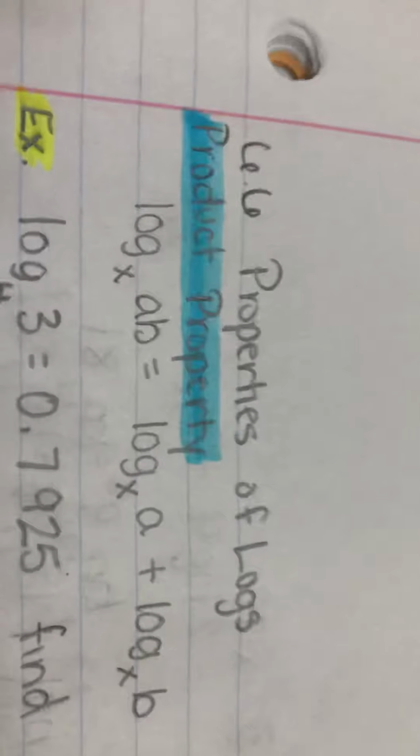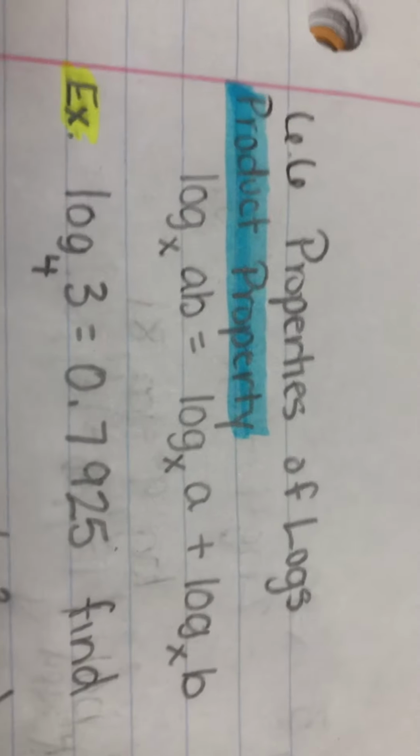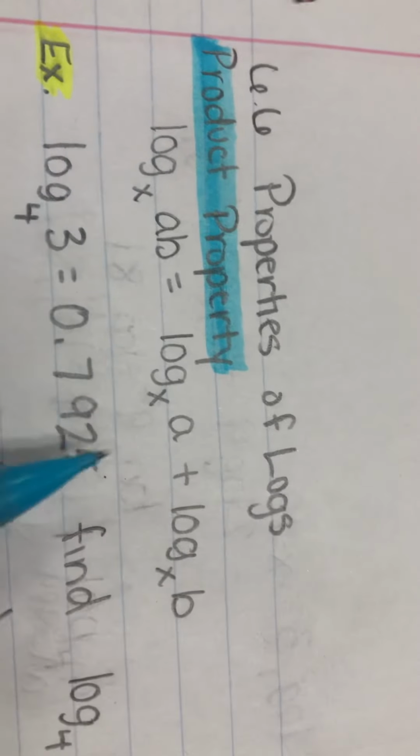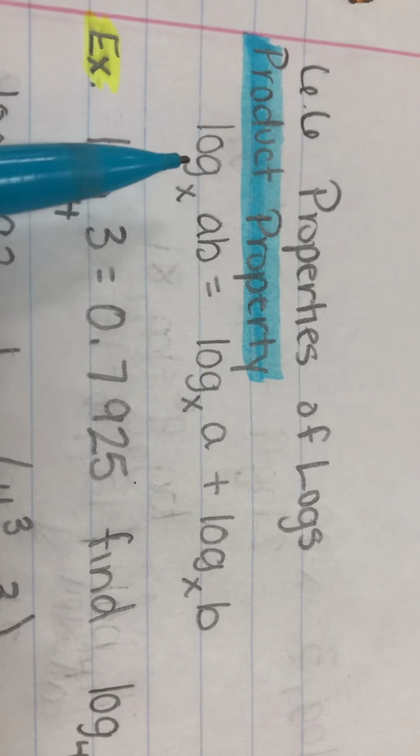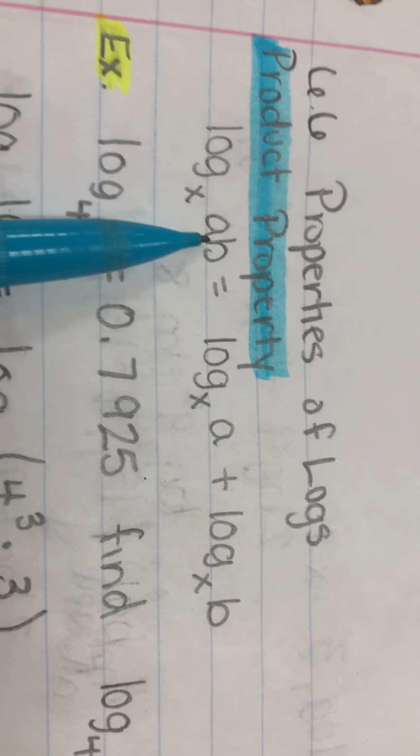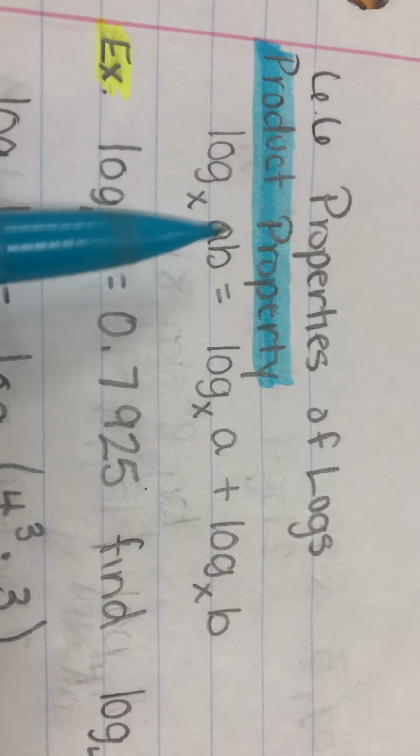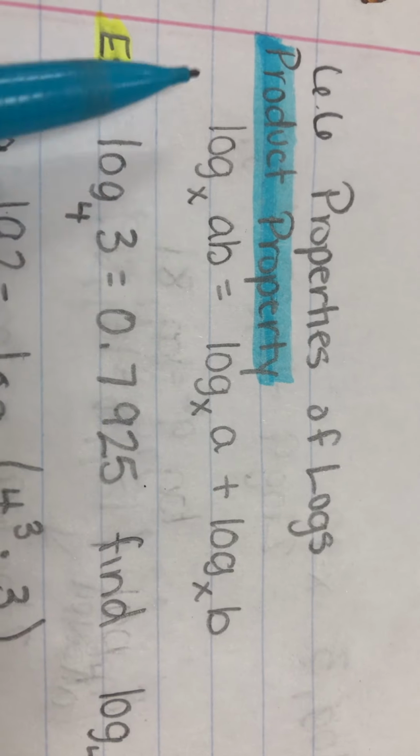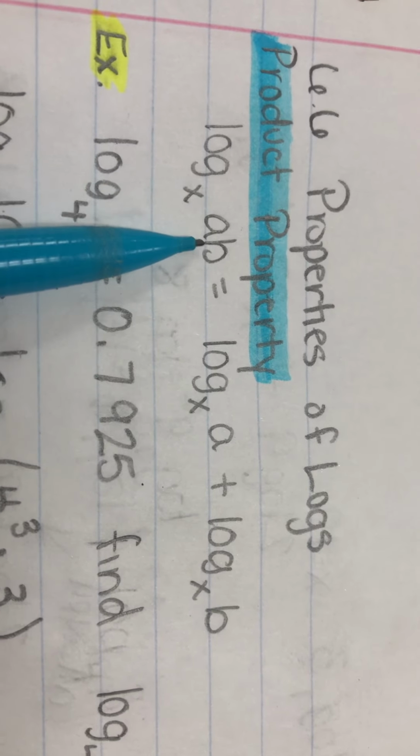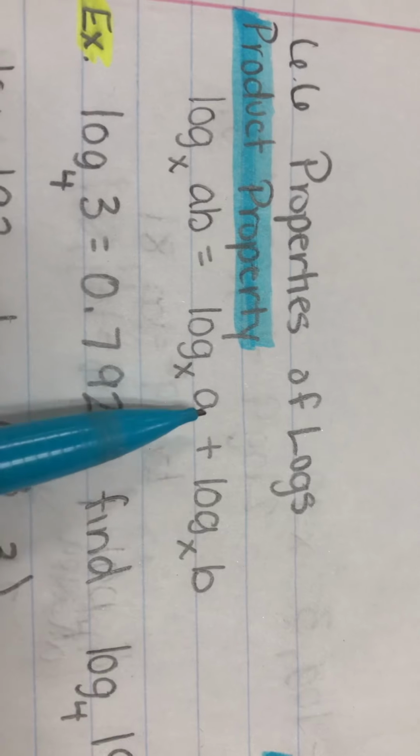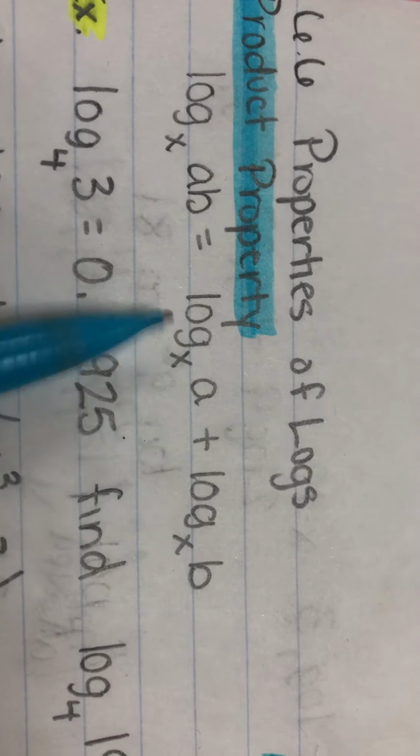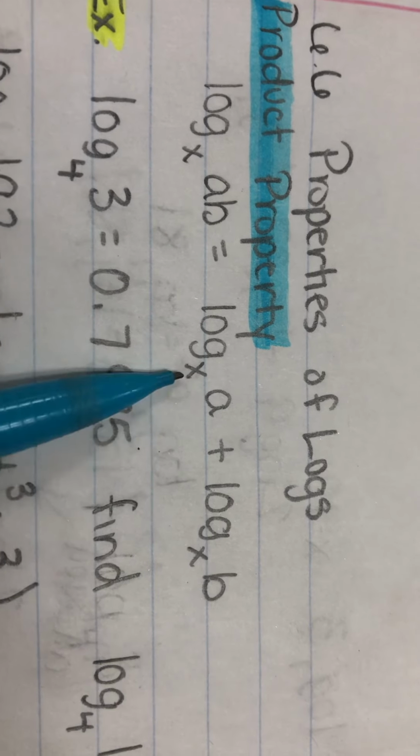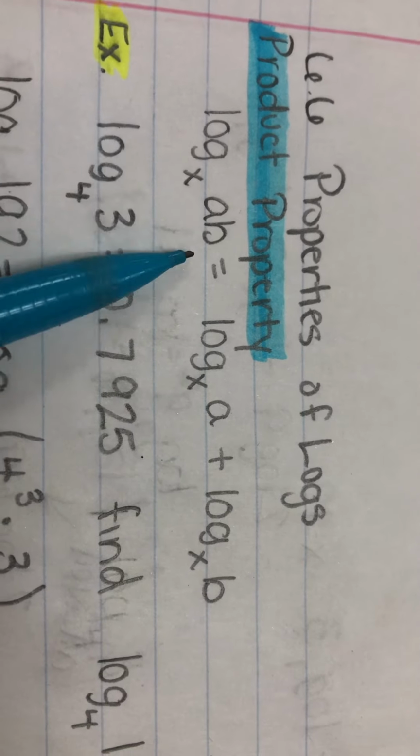Okay, so the first one is the product property. That means if you have one log or two logs separate, you can turn a log of two numbers multiplied into two logs added. So log base x of a times b equals log base x of a plus log base x of b. And obviously you can go from two of them to one, so you can turn this addition into one log of multiplication.